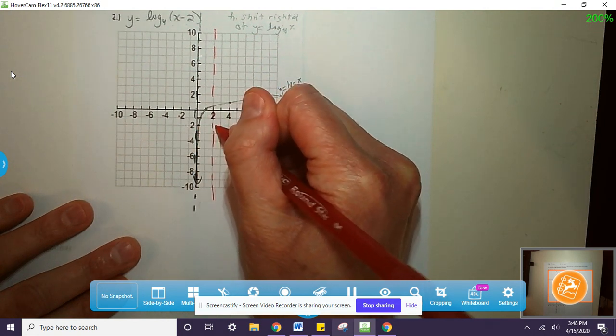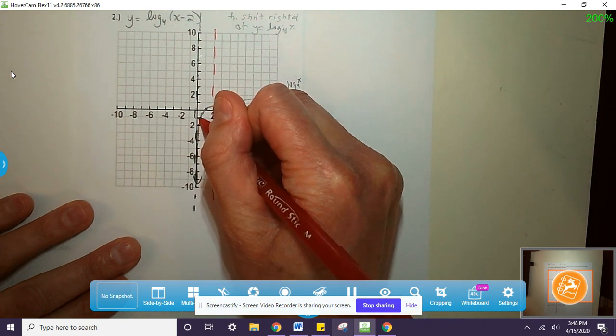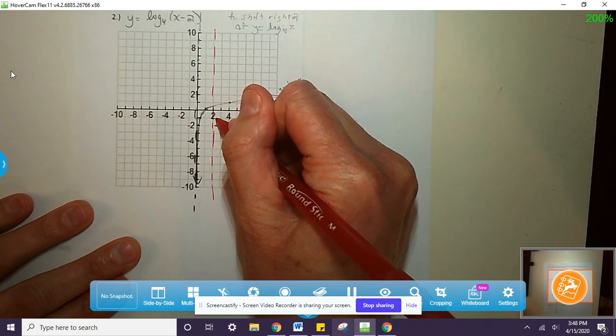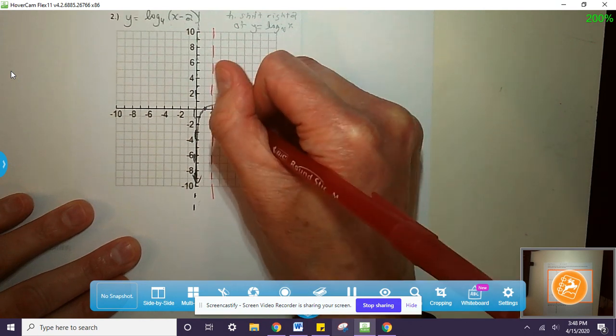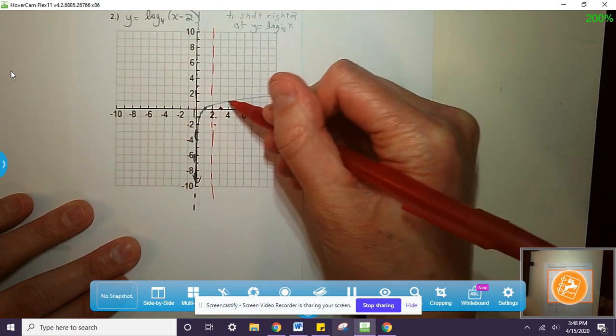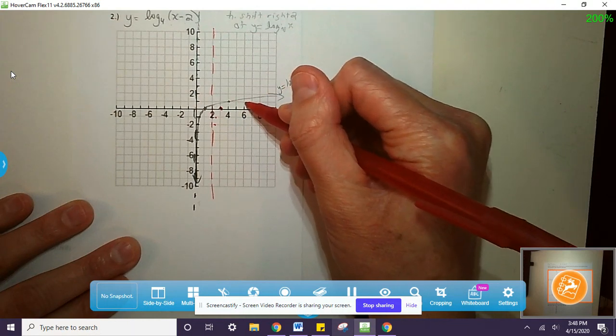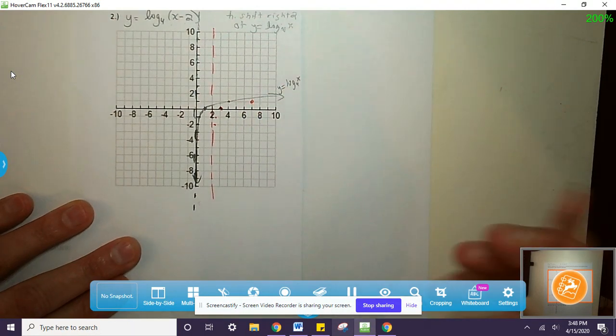It's going to be really close to that asymptote. This point here is going to move 2 to the right. This point at (1, 0) moves 2 to the right to (3, 0). This point that was (4, 1) just moves 1, 2, 3. You can just count it and move it 3 units to the right.